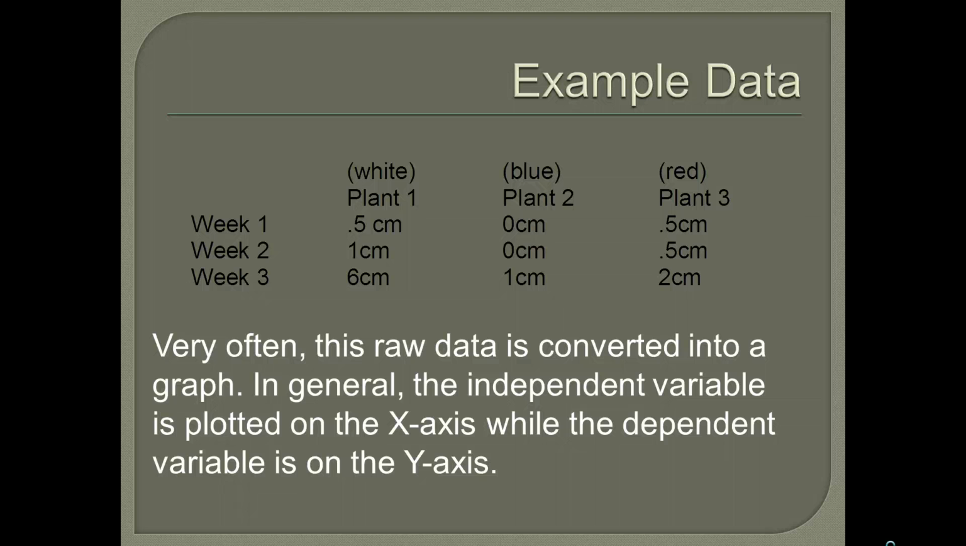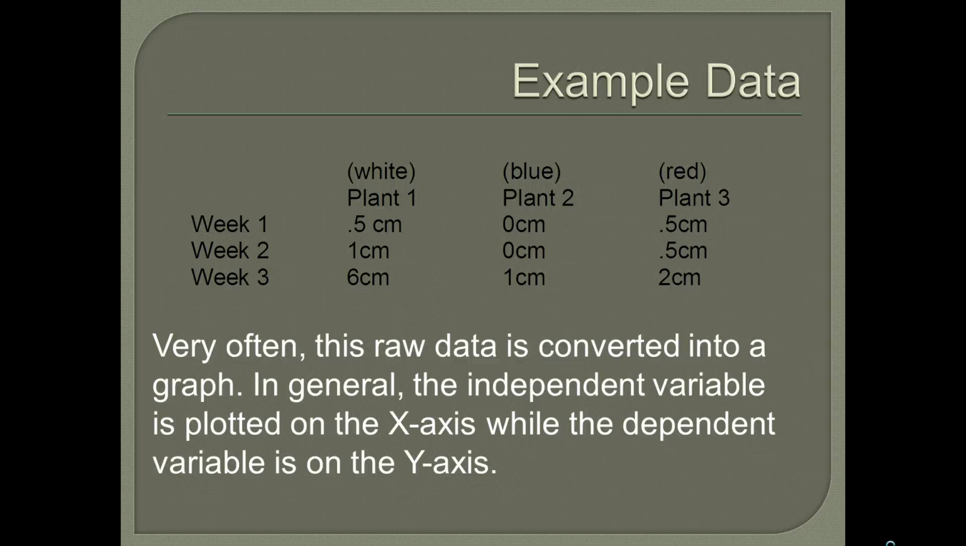In this case, it would be expected for us to graph this data to make it a little bit easier to understand or to see it in a snapshot. And when we graph this, and we will do some graphing practice in class, in general, the independent variable is plotted on the x-axis, and the dependent variable is usually on the y-axis.